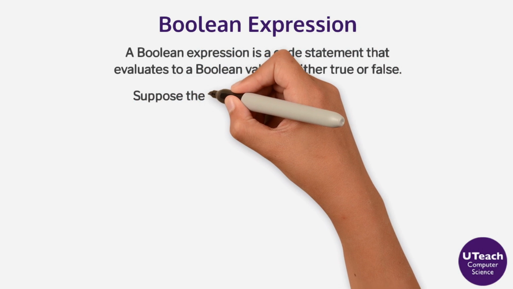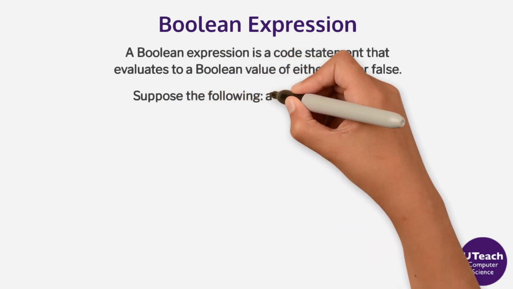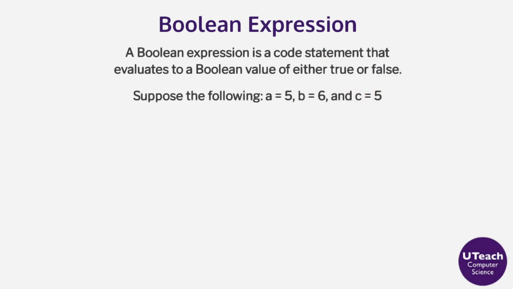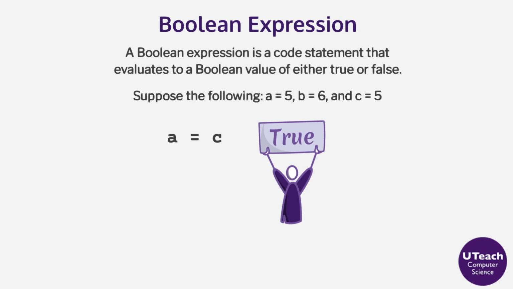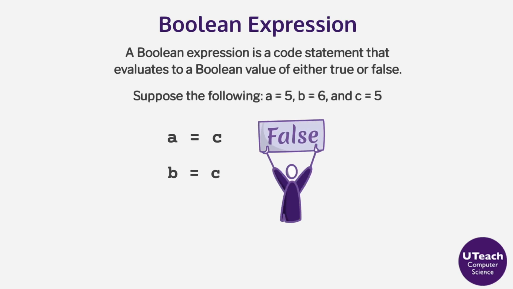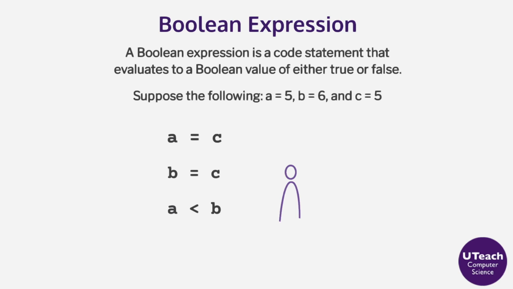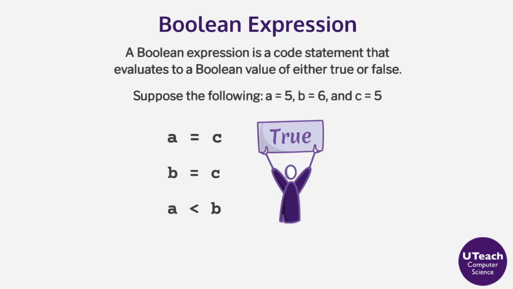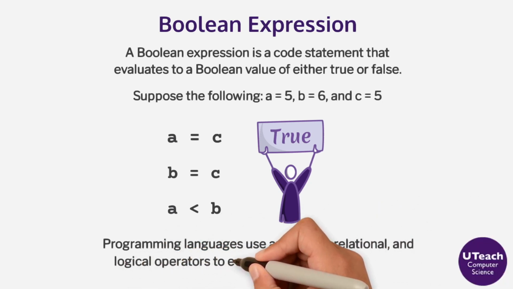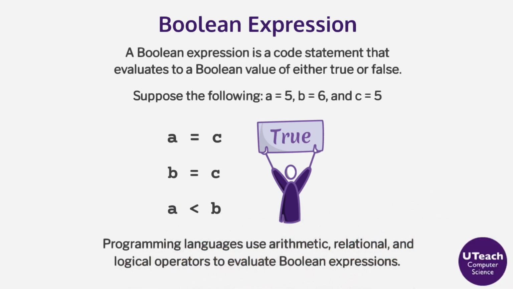Suppose the following: A is equal to 5, B is equal to 6, and C is equal to 5. The Boolean expression A equals C evaluates to true. The Boolean expression B equals C evaluates to false. The Boolean expression A is less than B evaluates to true. Programming languages use arithmetic, relational, and logical operators to evaluate Boolean expressions.